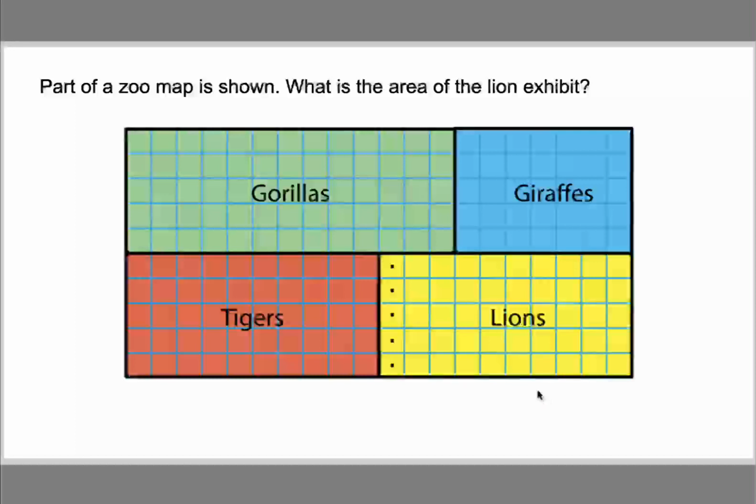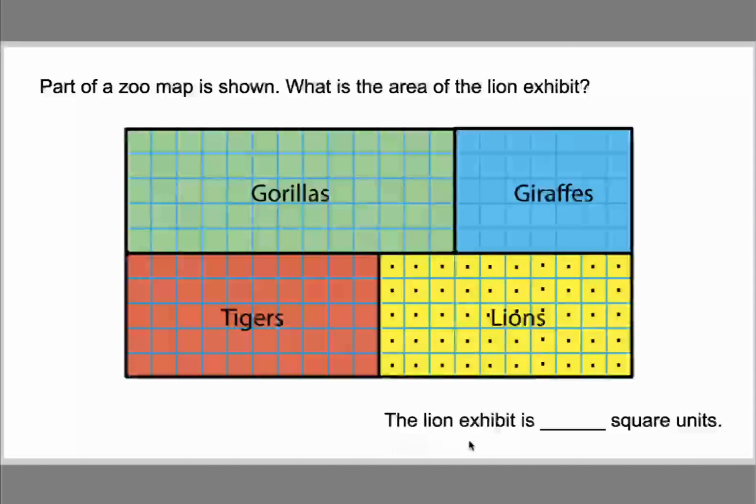And we can also count them one by one. So let's count: 5, 6, 7, 8, 9, 10, 11, 12, 13, 14, 15, 16, 17, 18, 19, 20, 21, 22, 23, 24, 25, 26, 27, 28, 29, 30, 31, 32, 33, 34, 35, 36, 37, 38, 39, 40, 41, 42, 43, 44, 45, 46, 47, 48, 49, and 50. So these are 50 squares. And the answer is the lion exhibit is 50 square units.